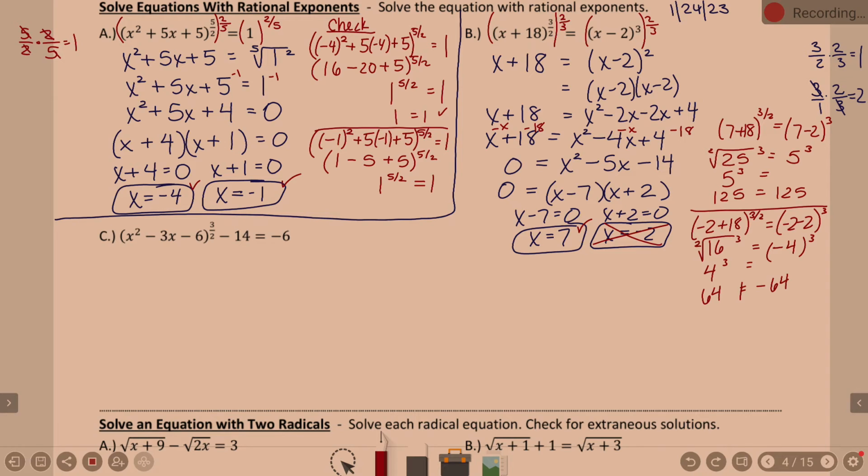Well, I think what I'm going to say about C, because I want to get down to the bottom part, is I'm going to show the first step. Before you can raise this to any powers, what must I do on part C? You have to move that 14, yes? If it's a minus 14, we're going to add that 14. And so when we do that, we end up with x squared minus 3x minus 6 to the 3/2 equaling 8.